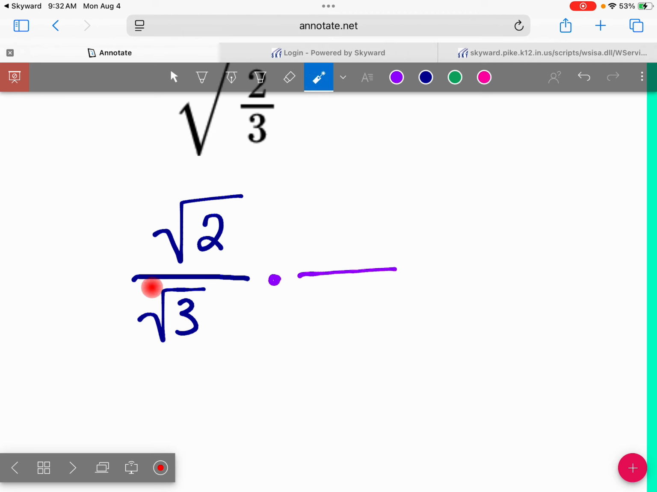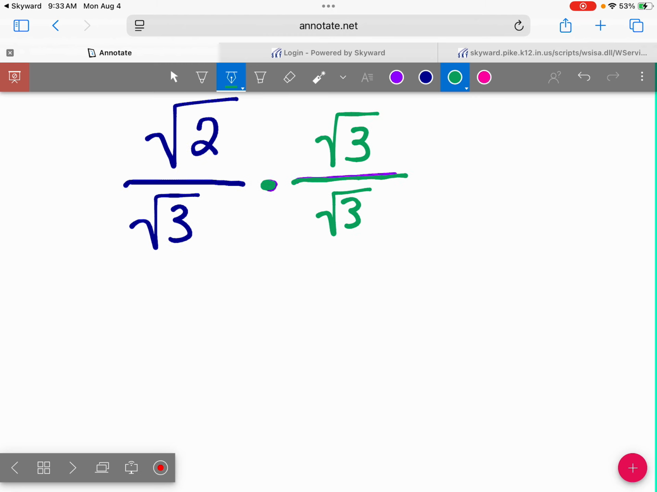Because our denominator being the square root of 3 is not acceptable. So we need to multiply it by a 1, but it's going to be a really funky looking 1. So what are we going to have as our pieces in our 1? Square root of 3. Because if I multiply by square root of 3, we're going to have in our denominator here, square root of 3 squared.